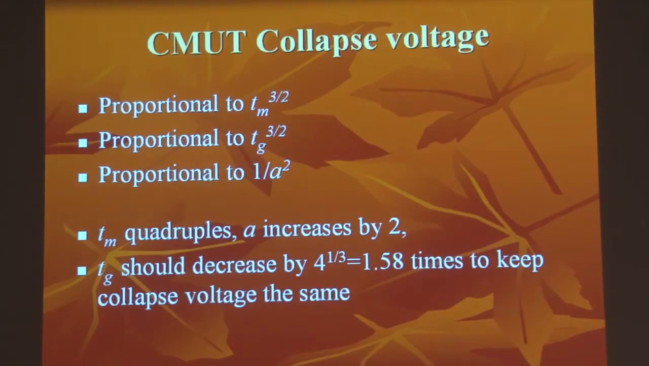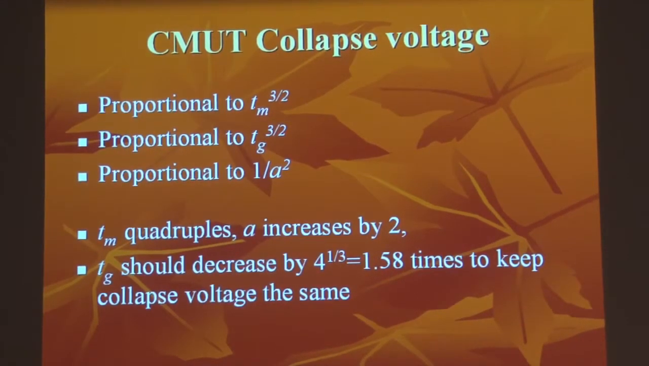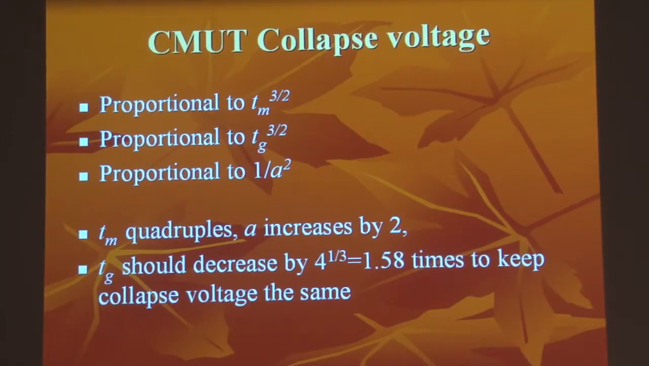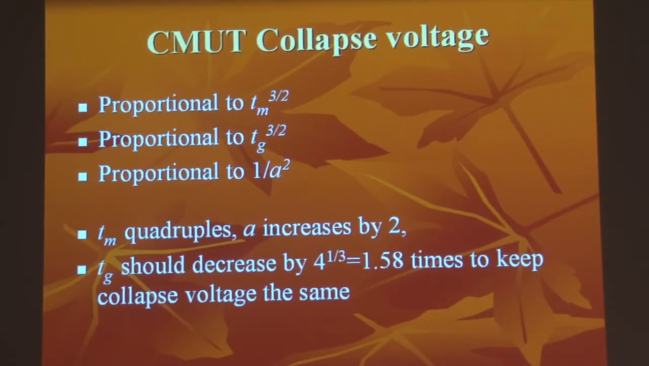If you look at the collapse voltage, this is the voltage beyond which the plate will collapse to the bottom. So typically you want to operate below this value. The collapse voltage is proportional to the thickness to the 3/2 power, and also proportional to the gap to the 3/2 power. And it's inversely proportional to the square of the radius of the cell. So if you quadruple the thickness, the radius should be increased by a factor of 2, and at the same time, I should decrease the gap by about 1.5 times to keep the collapse voltage the same.